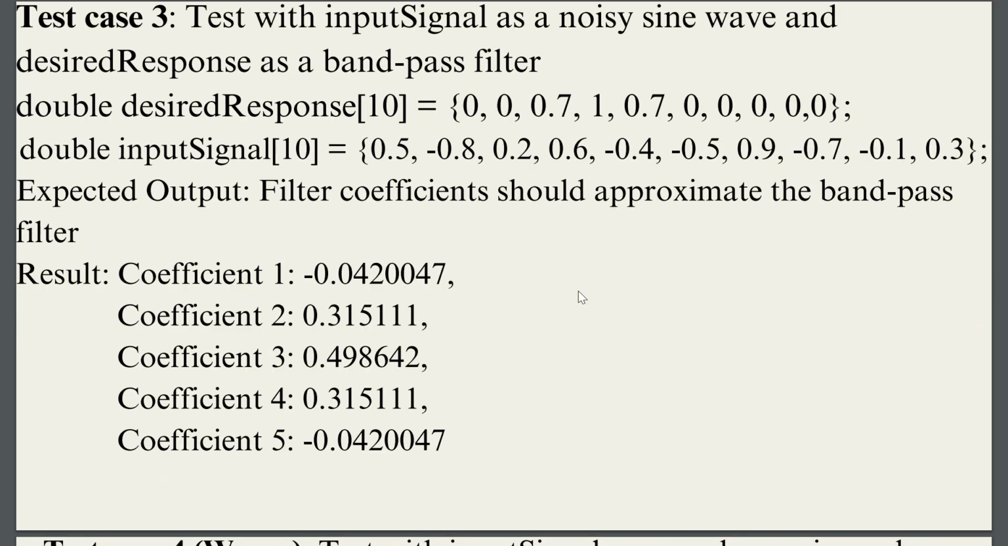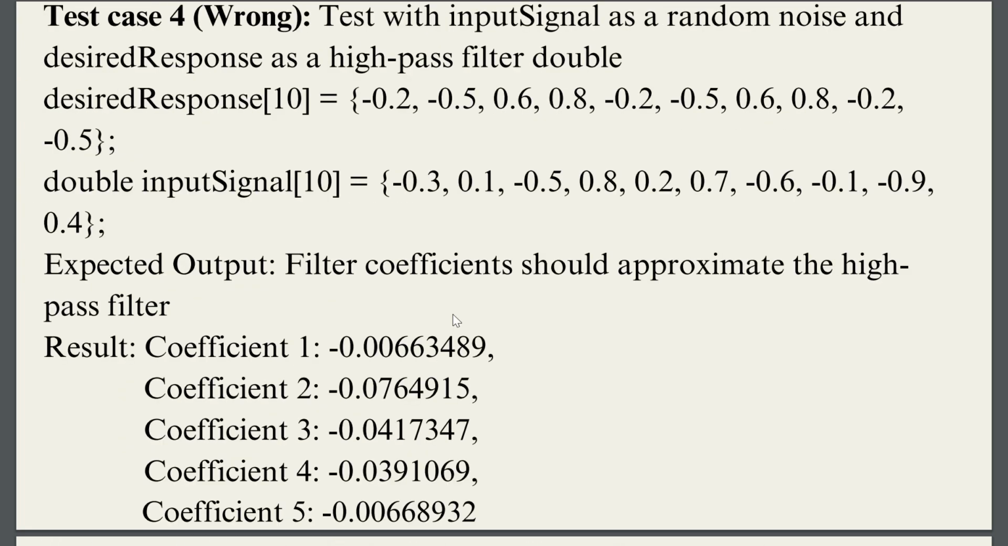Then in next test case we have given input signal as a noisy sine wave and desired response is a band pass filter. What output are we expecting, that it will approximate the band pass filter. So here we can see in result that it is giving the desired output. So let's see the next test case.